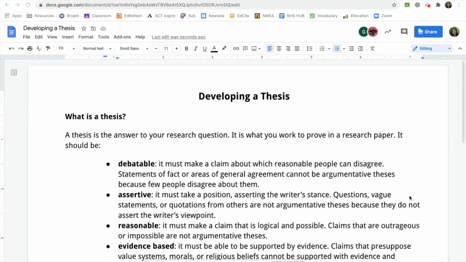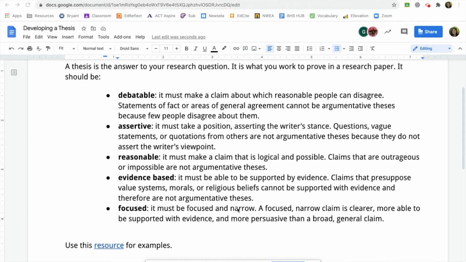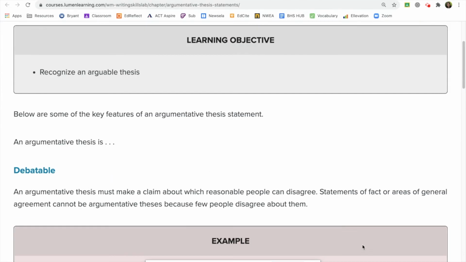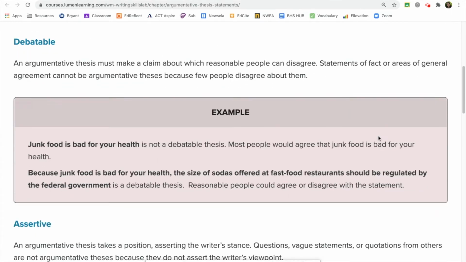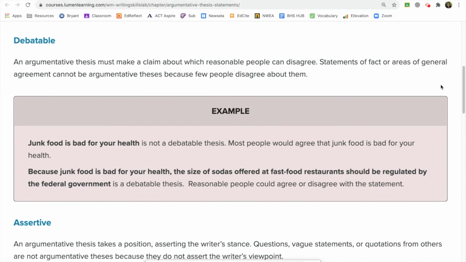For your thesis statement, you have to meet these 5 criteria listed here. I'm going to walk you through them on this website where they came from. So I've got this resource pulled up. So your thesis statement has to be debatable. That means that if people are given all of the same facts, they could still come to different legitimate conclusions. So to be debatable, it cannot be a fact, and it cannot be something that everyone pretty much already agrees on anyway. So here's an example.